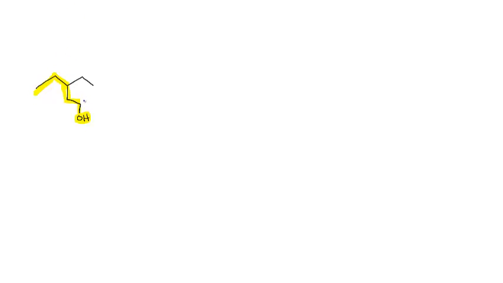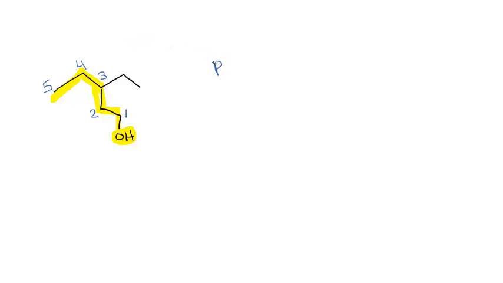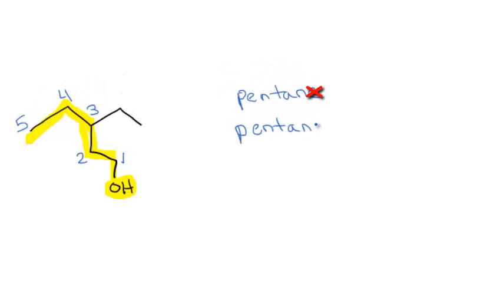I still get the same number of carbons. So here's my carbon labeling. With this 5-carbon chain, its parent name is pentane. Since I have an alcohol, that changes the name to pentanol. I drop the E and add OL to let me know that I'm dealing with an alcohol. And since it's on carbon 1, there is no need to place a number in front.